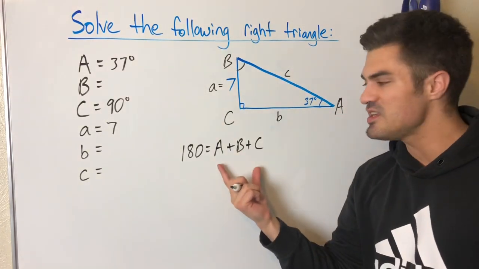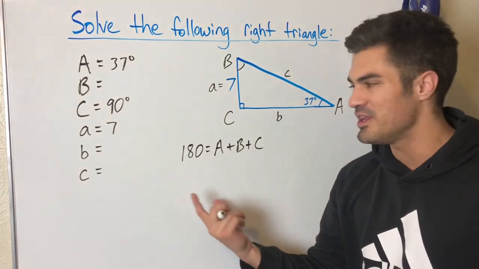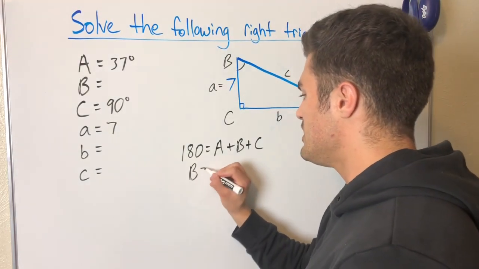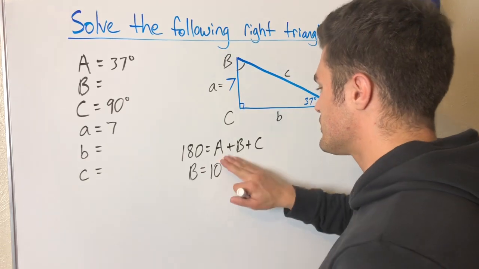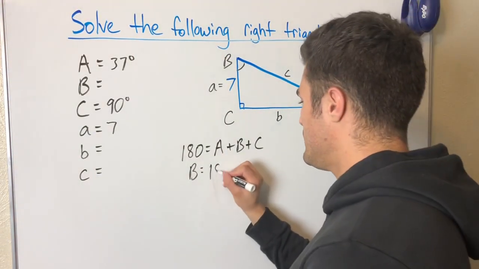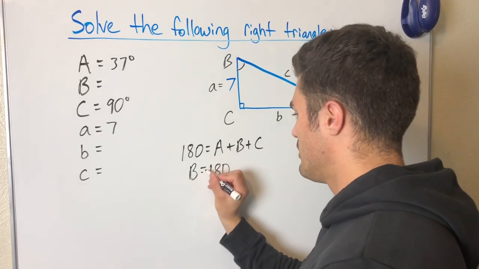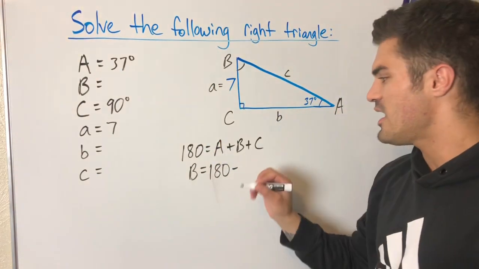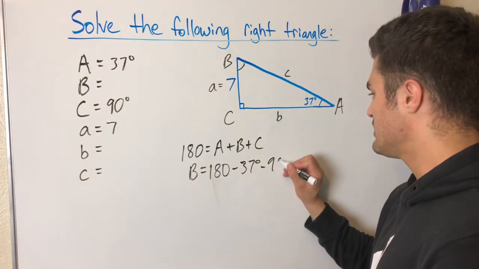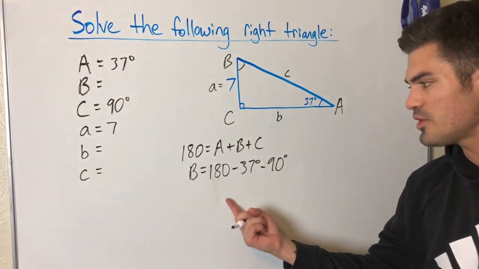So if I know A and C, I can just substitute those in and solve for B, right? Jumping straight to it, I know that B equals 180. I'm sorry, I wrote 10. 180, not 10. B equals 180 minus A, that's 37 degrees, minus C, that's 90 degrees. Okay, so this is what B equals.